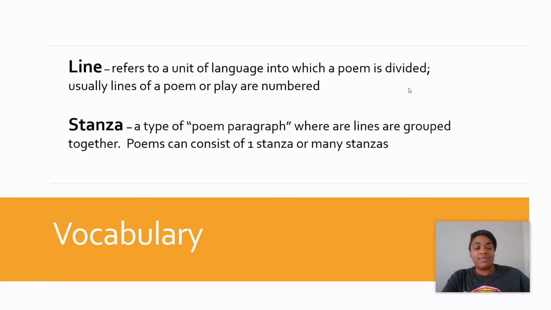Stanza. What word? A stanza is a type of poem paragraph where all lines are grouped together. Poems can consist of one or many stanzas. The word is stanza. What word?